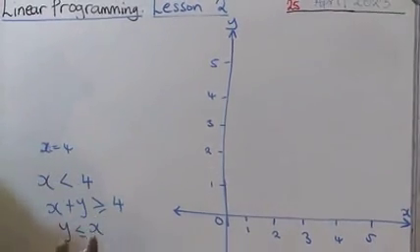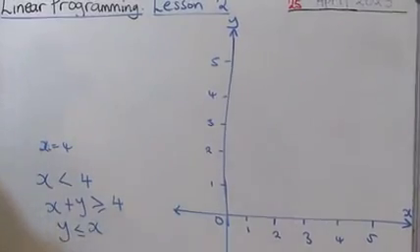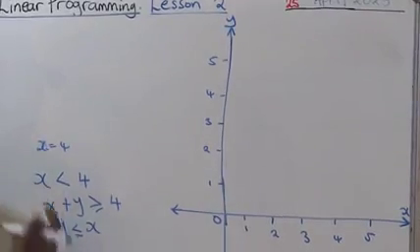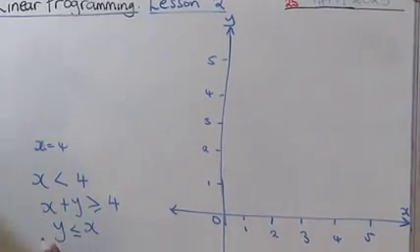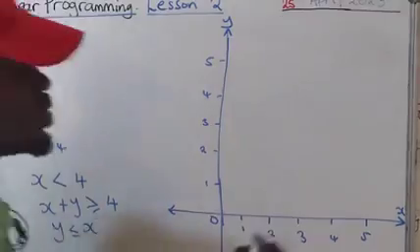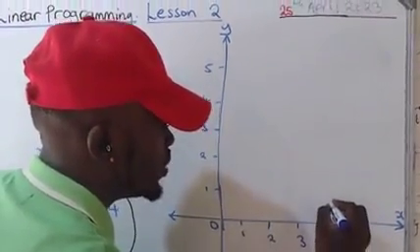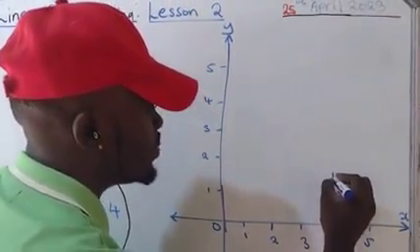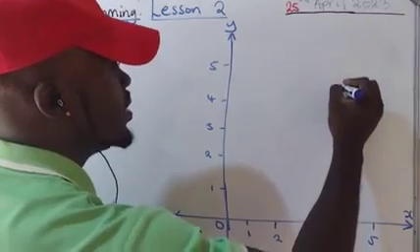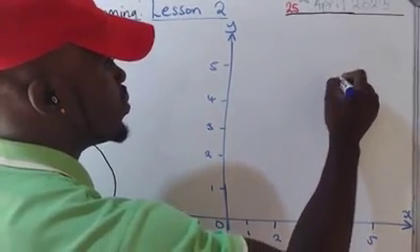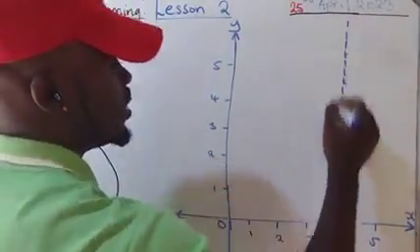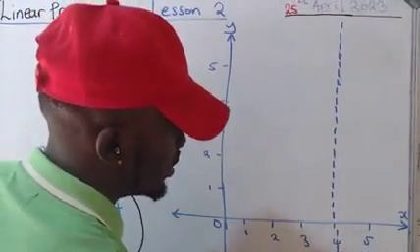Before we go into that, let's identify the type of line that we are going to use. It's just saying less than, it's not equal to. If it's less than, yesterday we said you use a dotted line. So here we're going to use the broken line like this, that is if it's just less than, not equal to.